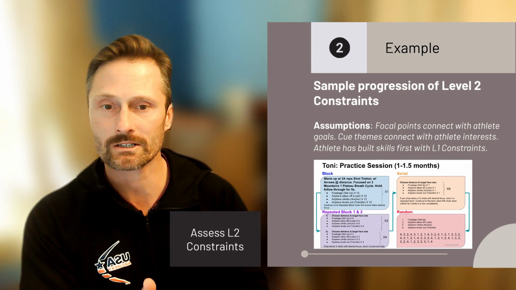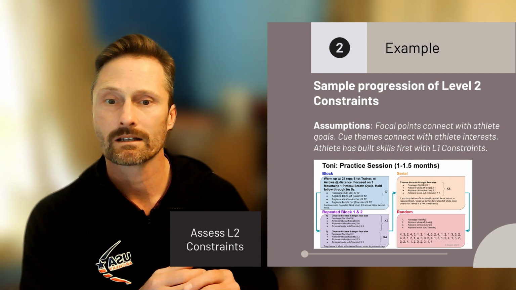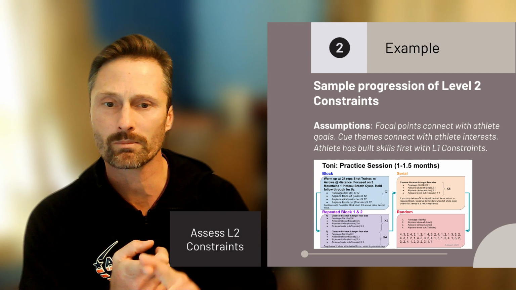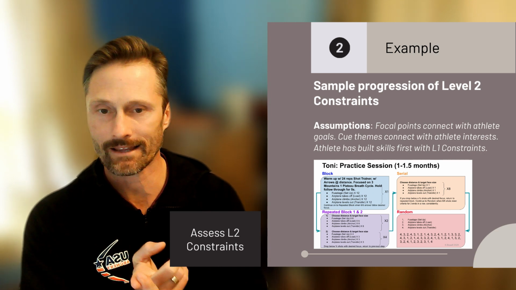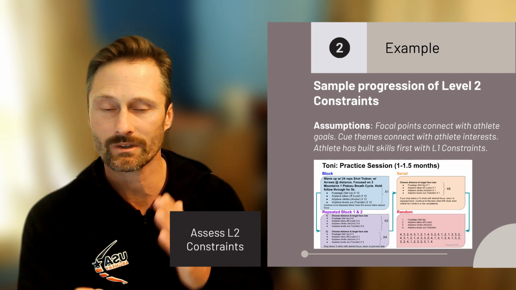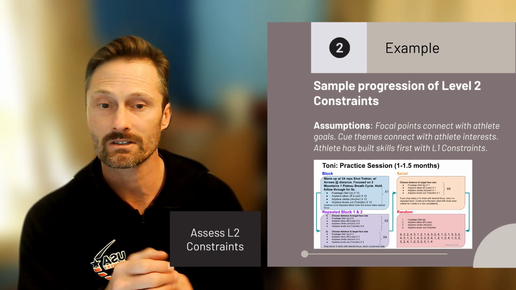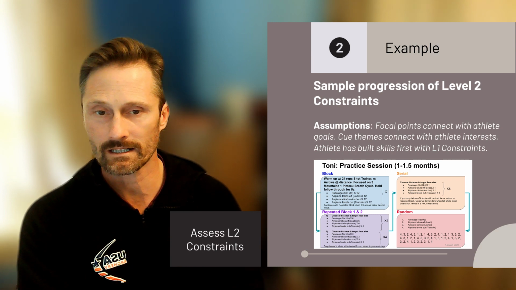So here's a sample progression of a Level 2 constraint. Some assumptions that we can make looking at this progression are that the focal points we'll see connect with the athlete goals. Imagine that the cue themes you see connect with the athlete interests, and that the athlete has first built skills with Level 1 constraints.